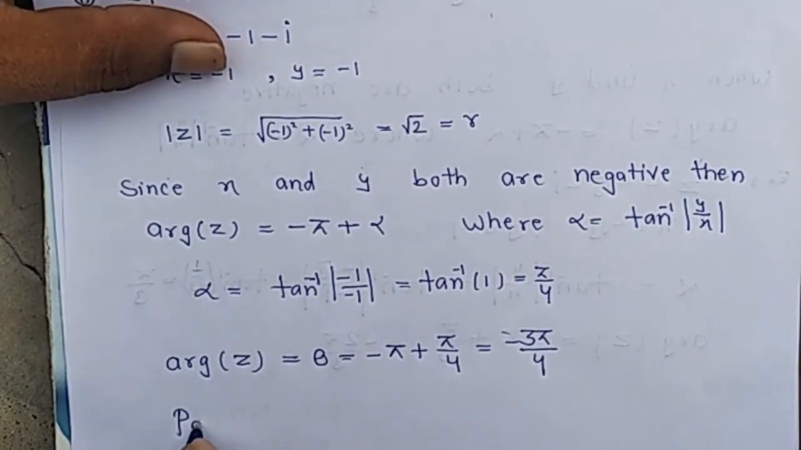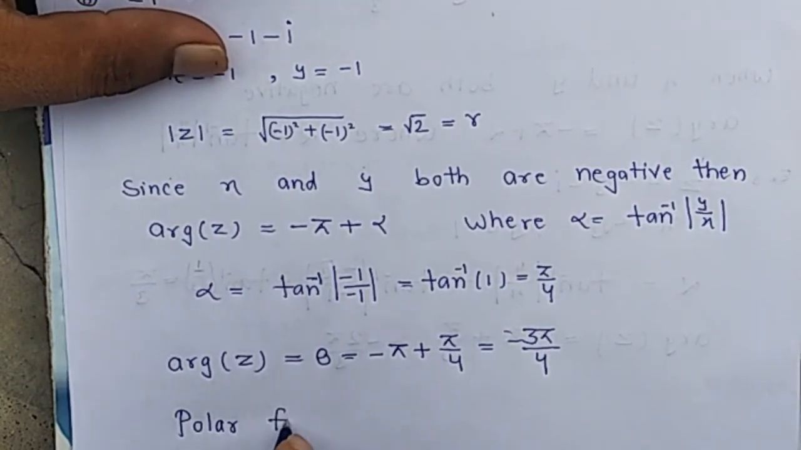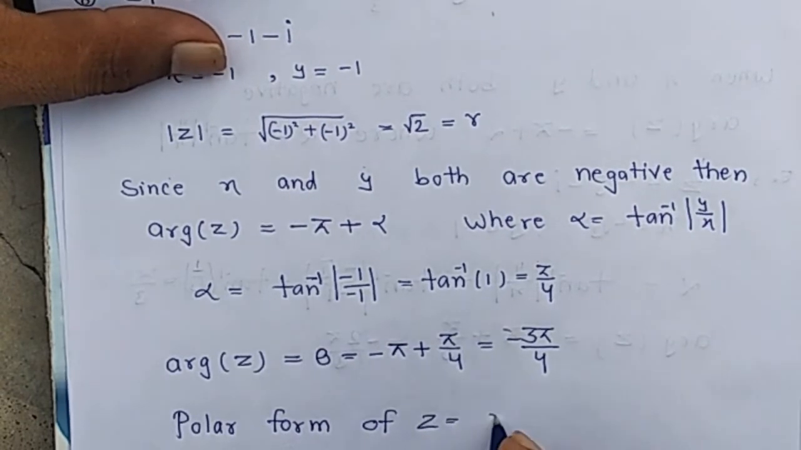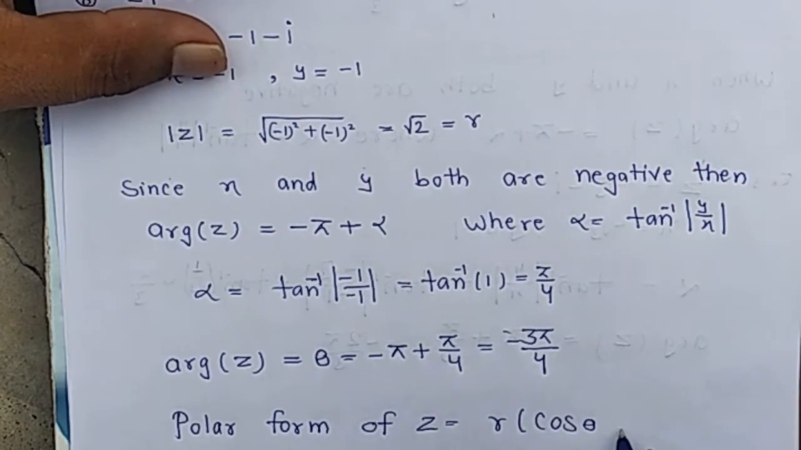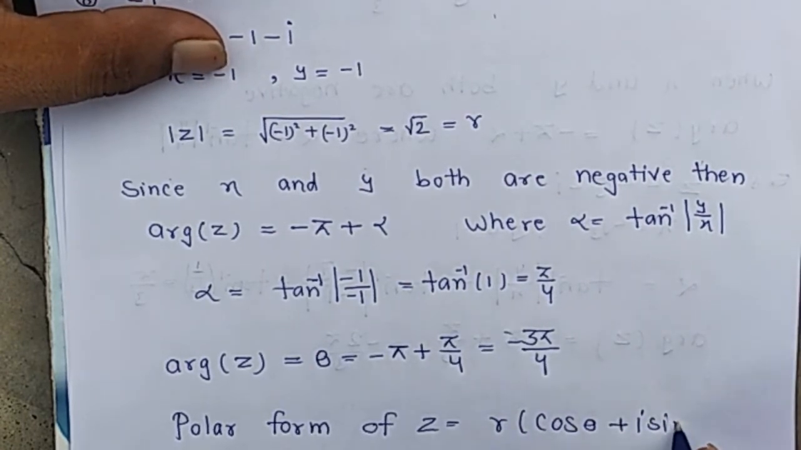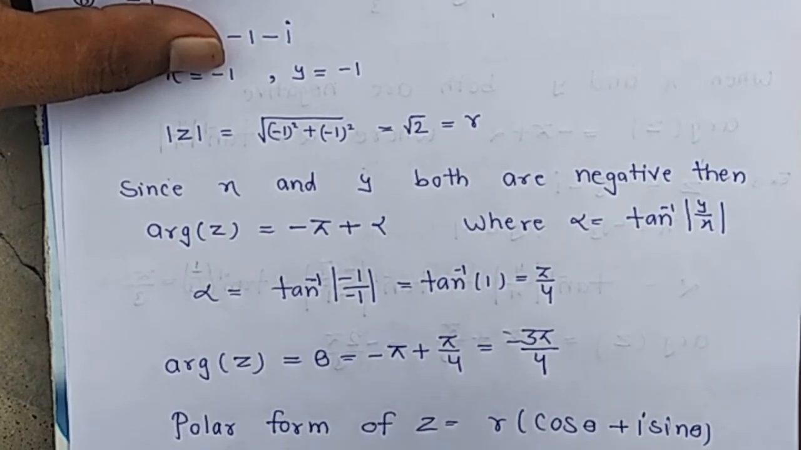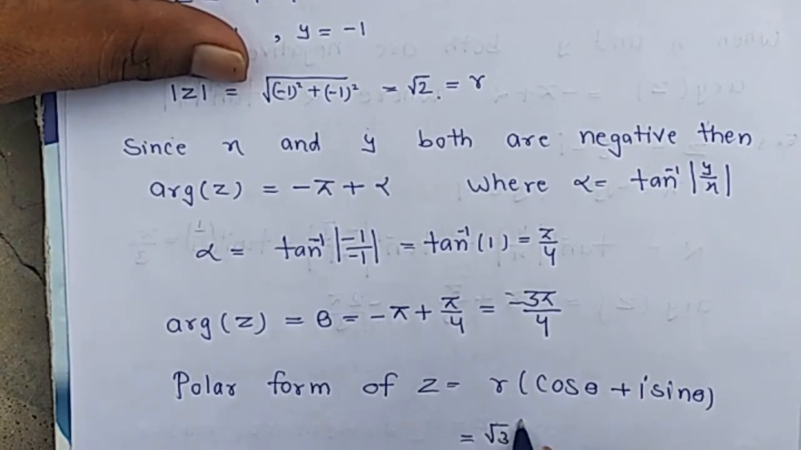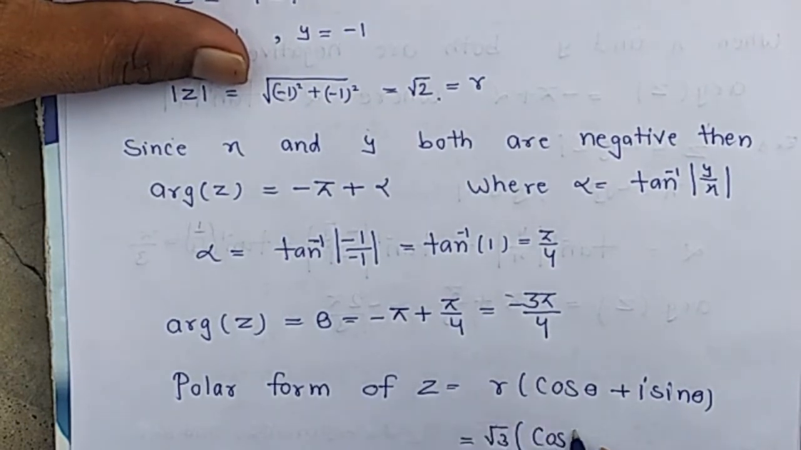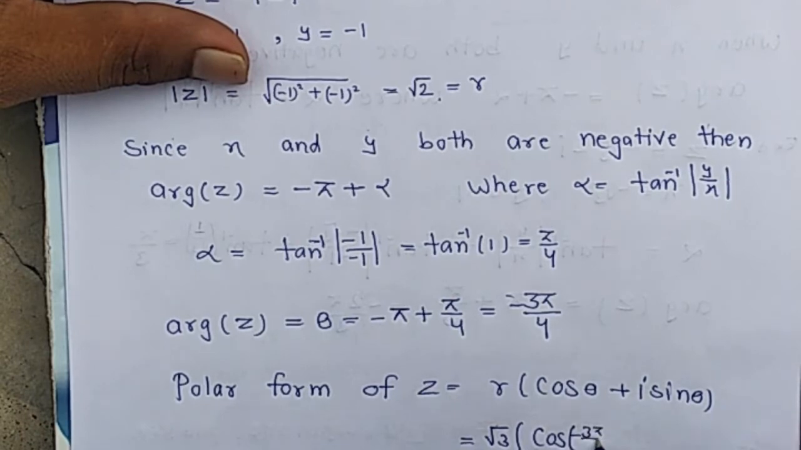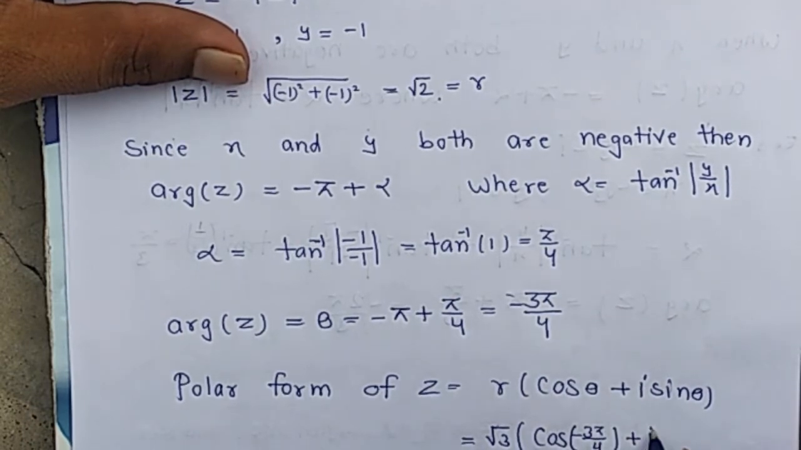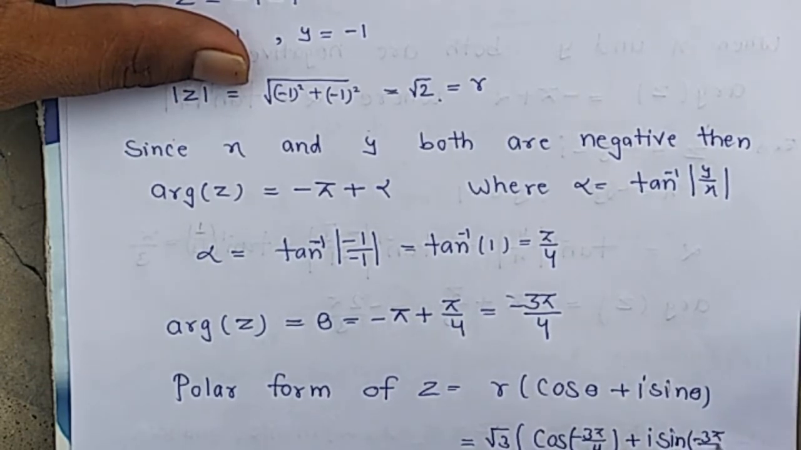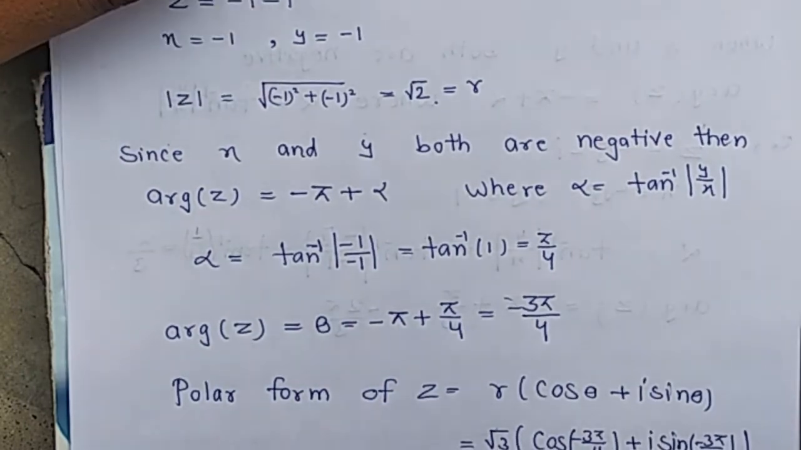Then the polar form of z is equal to r (cos theta + i sin theta). Put the values. r is √2, and cos of theta is cos of -3 pi by 4, plus i sin of -3 pi by 4, and it is the answer.